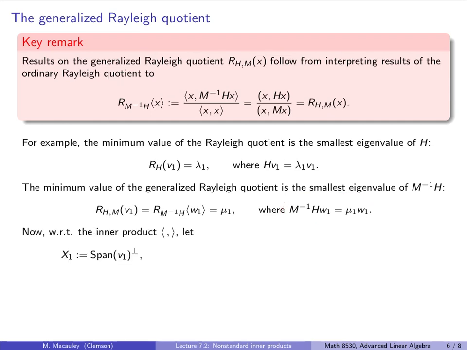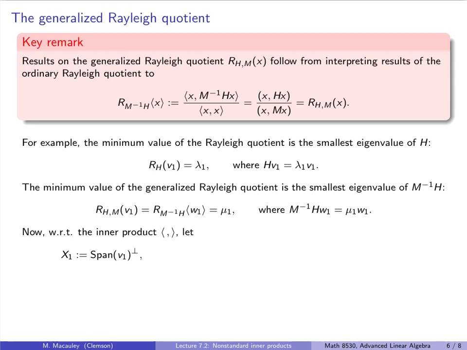Let's think back to what we did with the standard Rayleigh quotient. We found its minimum value, and that occurred on an eigenvector, so we took the n minus 1 dimensional complement of that eigenvector. We called it x1, the complement of that eigenvector line, and then we found the minimum of the Rayleigh quotient on that space, and that was the second smallest eigenvalue. And we just iterated that process.